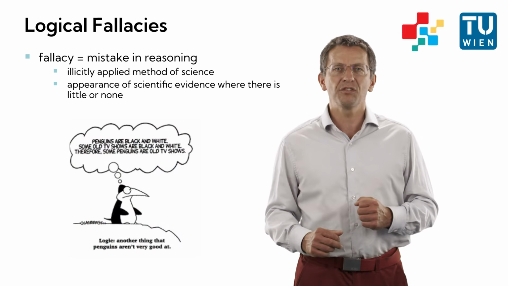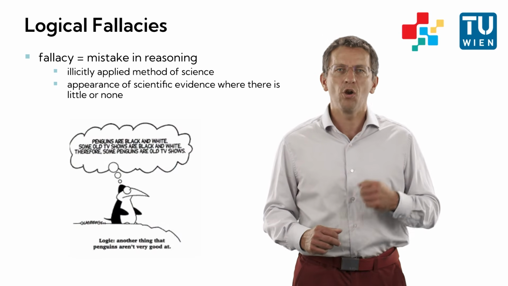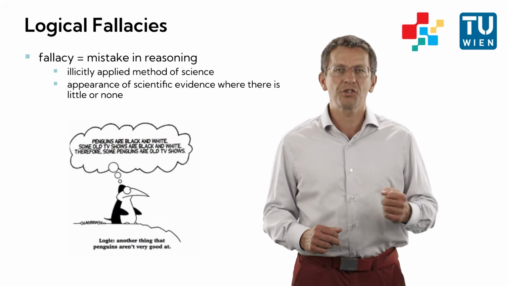A cognitive bias is a flaw in how our brain works. A logical fallacy is a flaw in the structure of an argument.